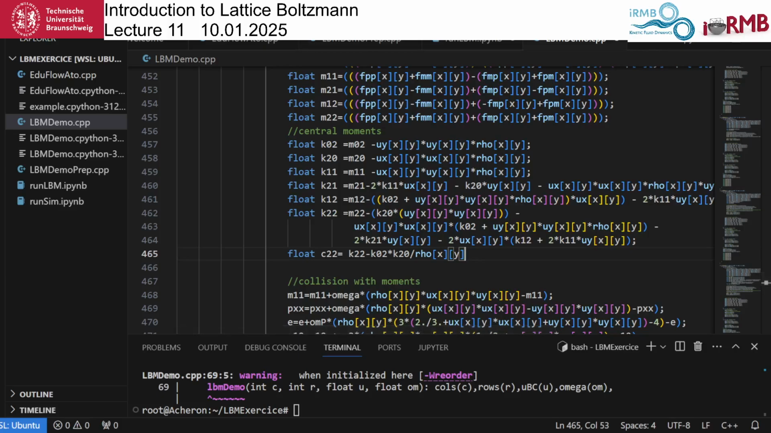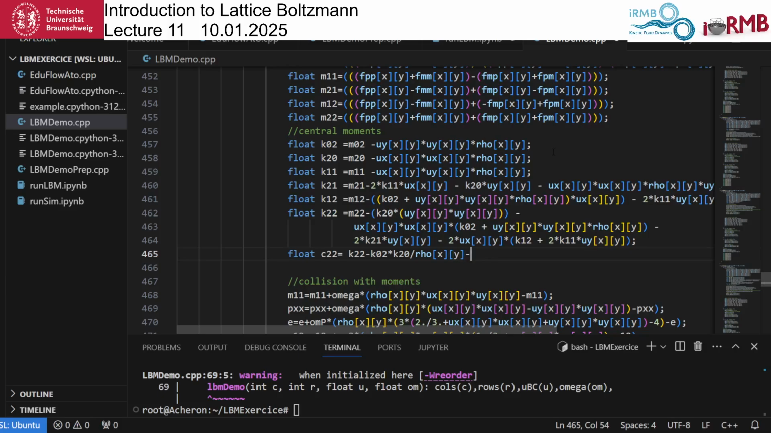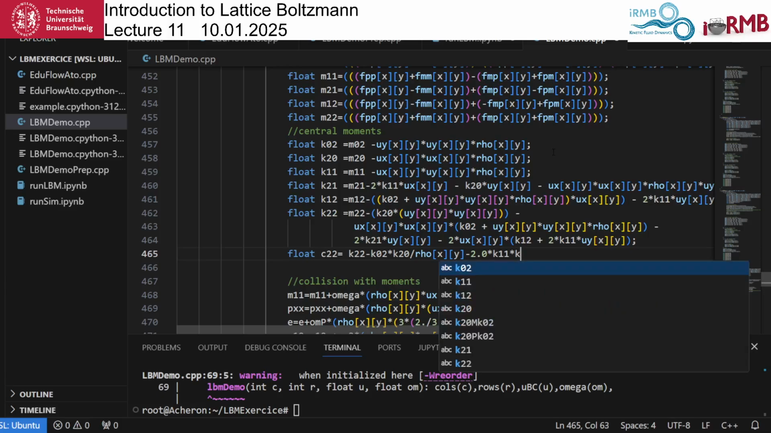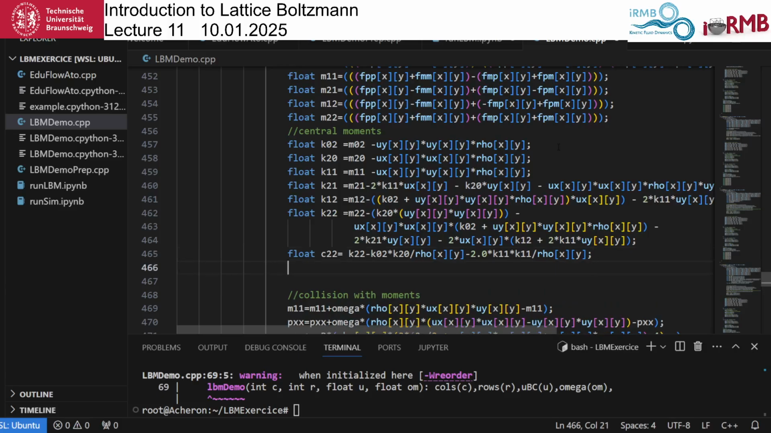And then there is minus 2 times K11 square. Minus 2 times K11 times K11. And again, we have to divide by rho x and y. So now we've turned everything into the format that we need. No, not really. There's still something missing.